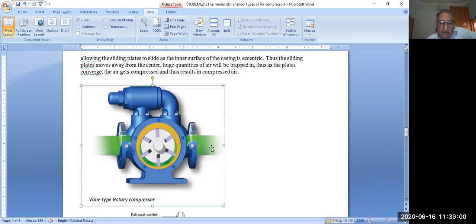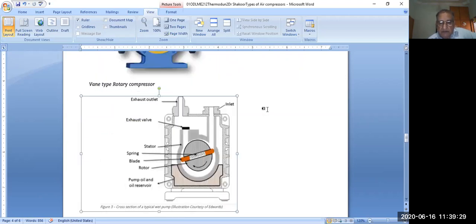So receiver pressure, from the receiver, gas is at higher pressure. It reverses back and tries to enter into the rotor. So in this process, compression takes place. Very little compression takes place in the rotor, but some compression may take place because of irreversible mixing of receiver gas with the discharge gas. So this is how a rotary vane compressor works.